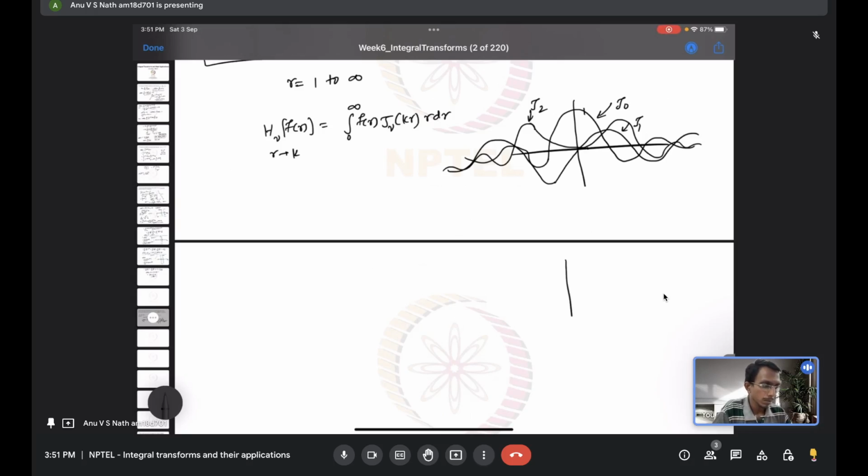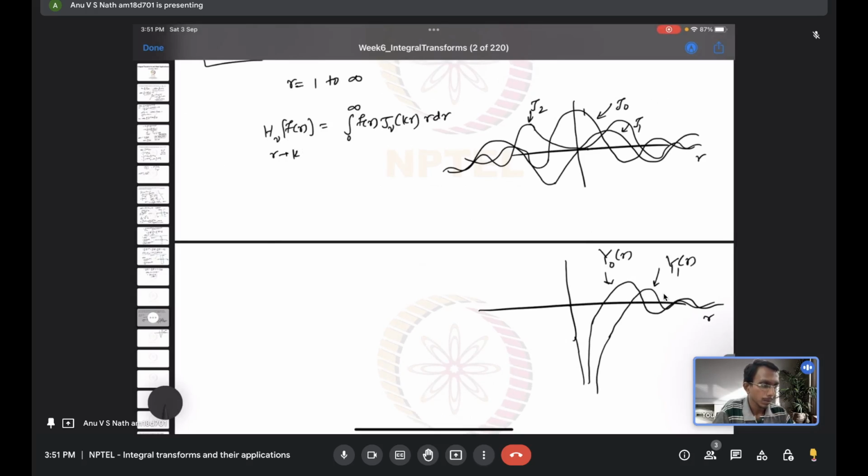Now another set of solutions are y, so they are Bessel y. So that you have y0, which goes something like this, and then y1, which also looks something like this. All of them have a property that they are singular at 0, and in the negative values they don't exist, they will go to the complex plane. So this is basically I am plotting versus r. Okay, all of them I am plotting in the radial coordinate.